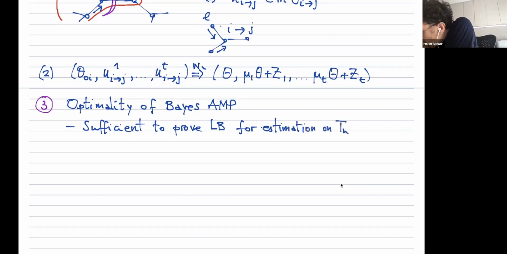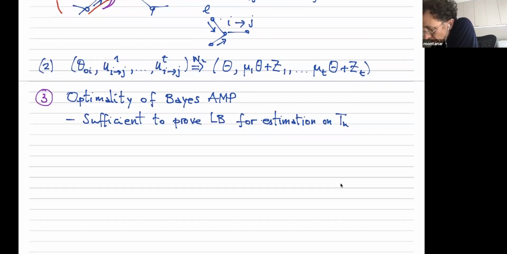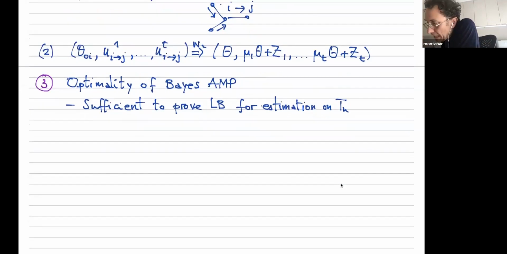By the way, these problems of doing statistical estimation on infinite trees are an interesting area in themselves. It has been explored in some cases like community detection, but for instance, you can construct a problem on a tree that is associated to linear regression or to phase retrieval, etc. Now you want to prove a lower bound for estimation on T_n for all message passing algorithms.